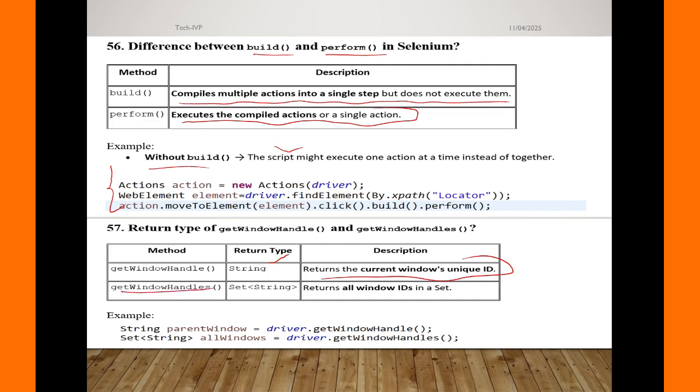And getWindowHandles, once we want to work with multiple windows, in that case we have to use getWindowHandles, and its return type is Set<String>. It returns all window IDs in a set. getWindowHandle returns the current window. Suppose you have this window and this one and this one, tab 1, tab 2, tab 3. If you use getWindowHandle, then it will return this ID, and if you use getWindowHandles, then it will return these IDs in the Set of String.